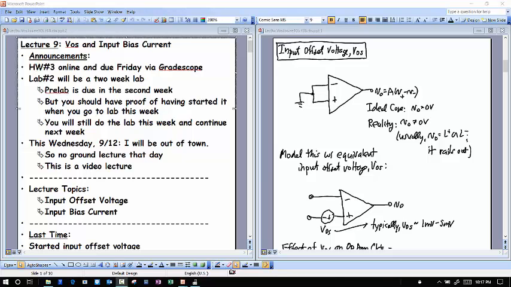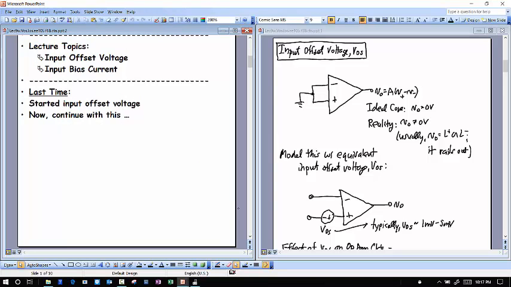So again, the topics will be input offset voltage and input bias current. Last time we actually started input offset voltage, so I'm going to continue with that right now. And so on the right side, you can see where we left off last time. I defined what the input offset voltage was. I described pretty much what it is.